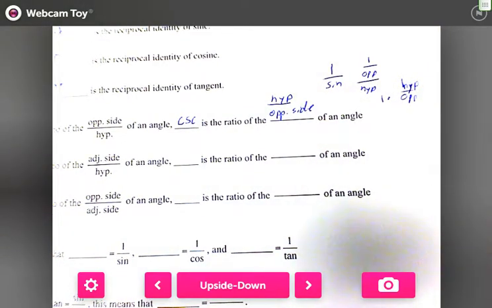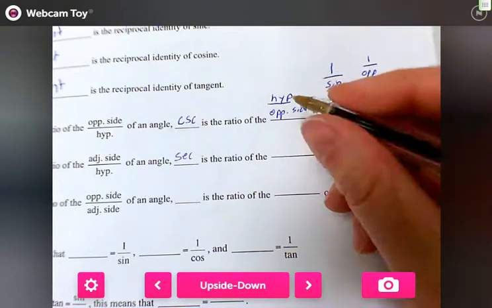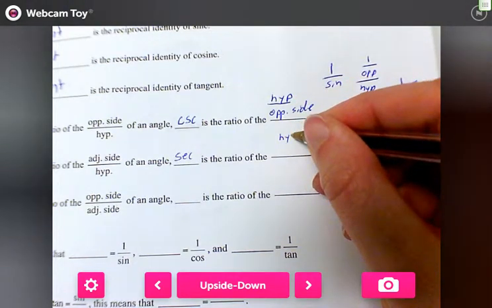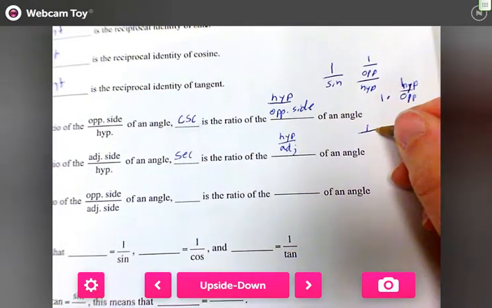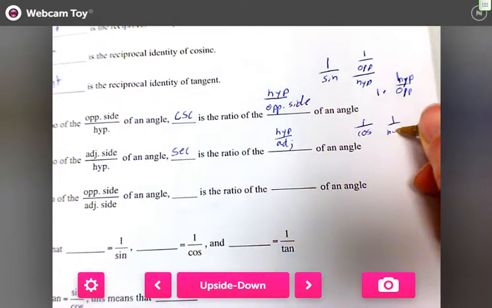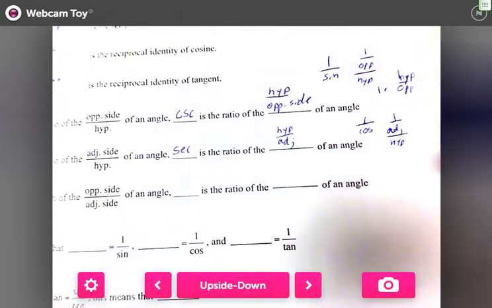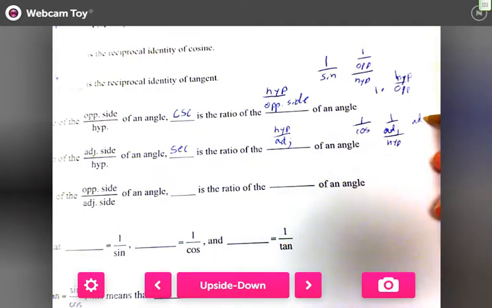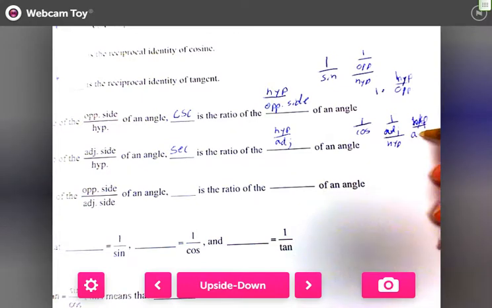Okay. Cosine is adjacent over hypotenuse of an angle, where secant is the ratio of the hypotenuse over the adjacent. And it's really like 1 over cosine. So 1 over adjacent over hypotenuse. And we flip it and multiply and we get hypotenuse over adjacent.